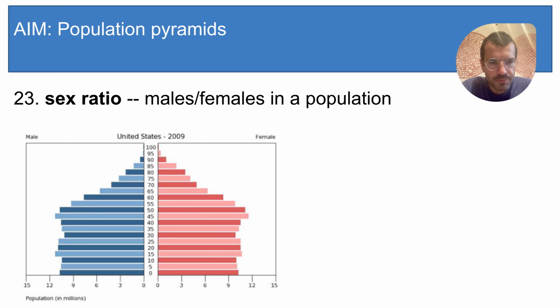Let's look at an example. Take this graph of the United States in 2009, and let's look at the 15 to 20-year-old age bracket. That's right here. On the x-axis, we see that on the left, there are about 11 million males, and on the right, there are about 11 million females. So, in 2009, in the United States, there were about 11 million 15 to 20-year-old boys and 11 million 15 to 20-year-old girls.